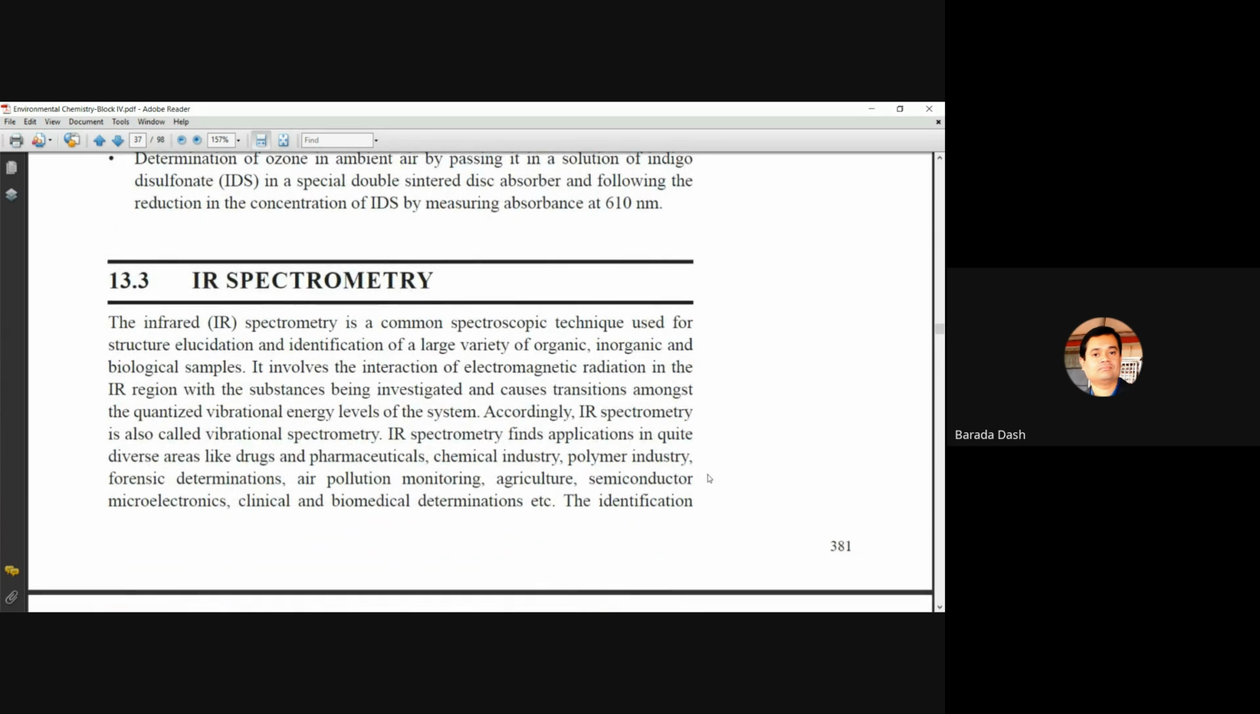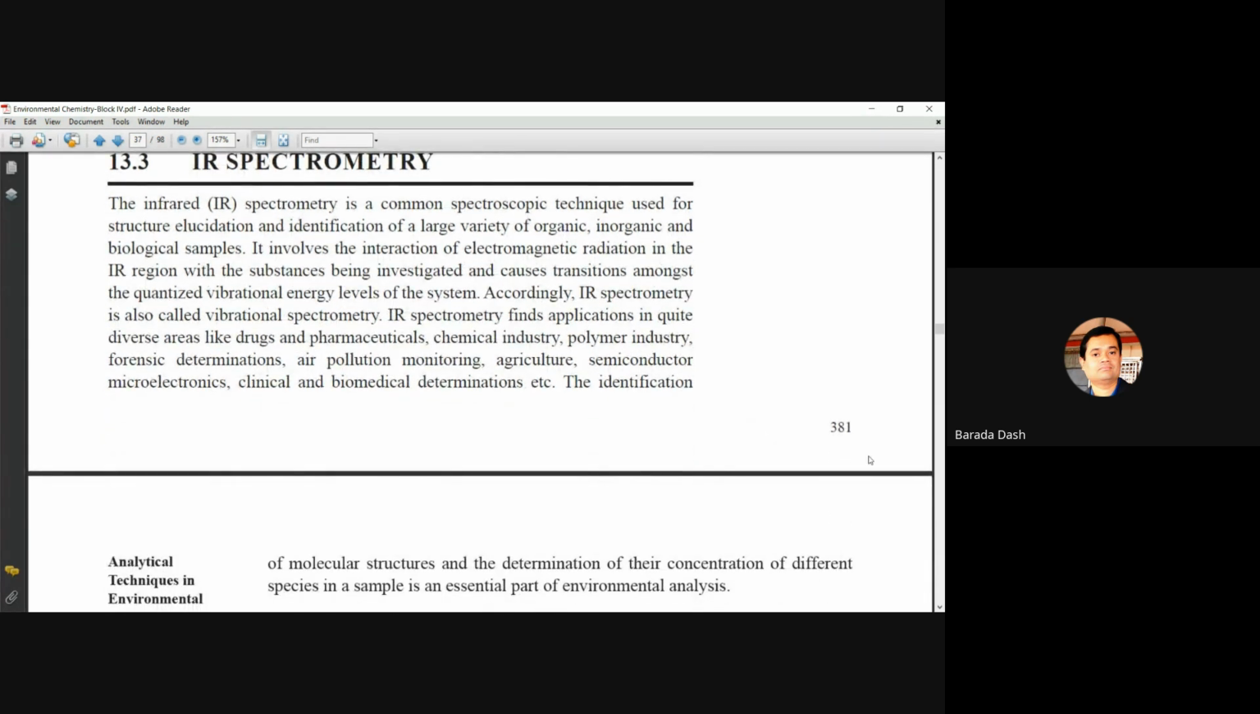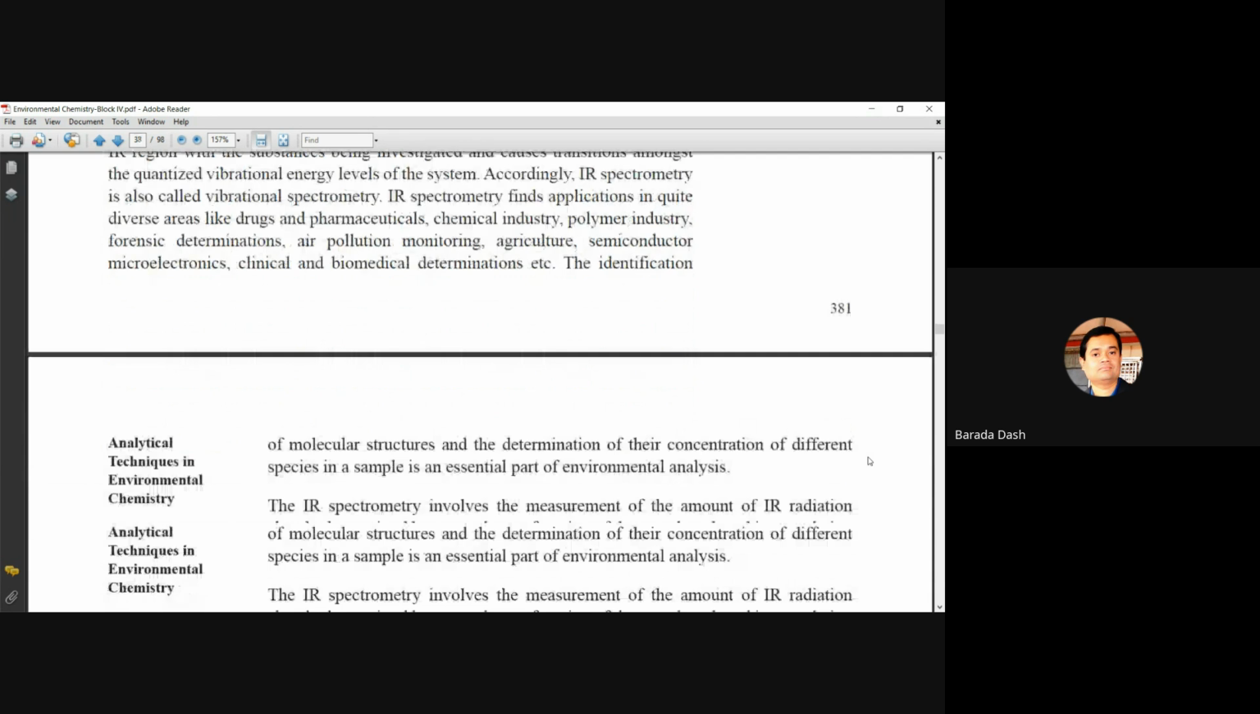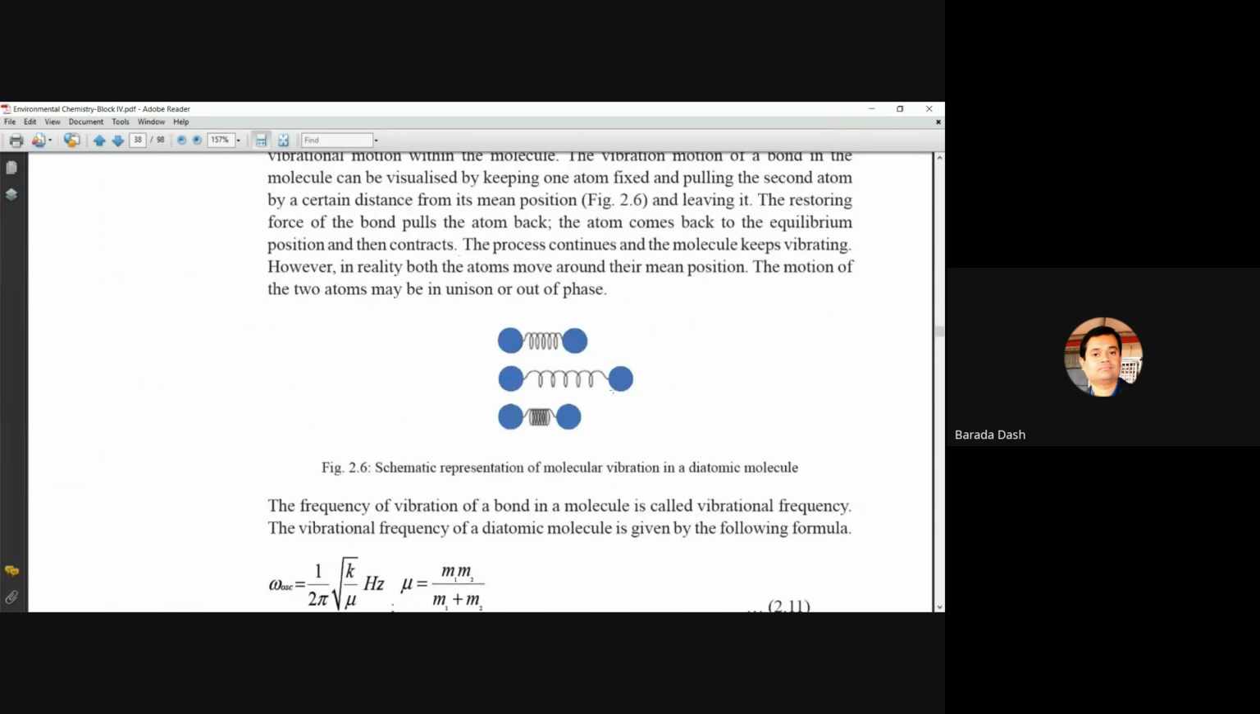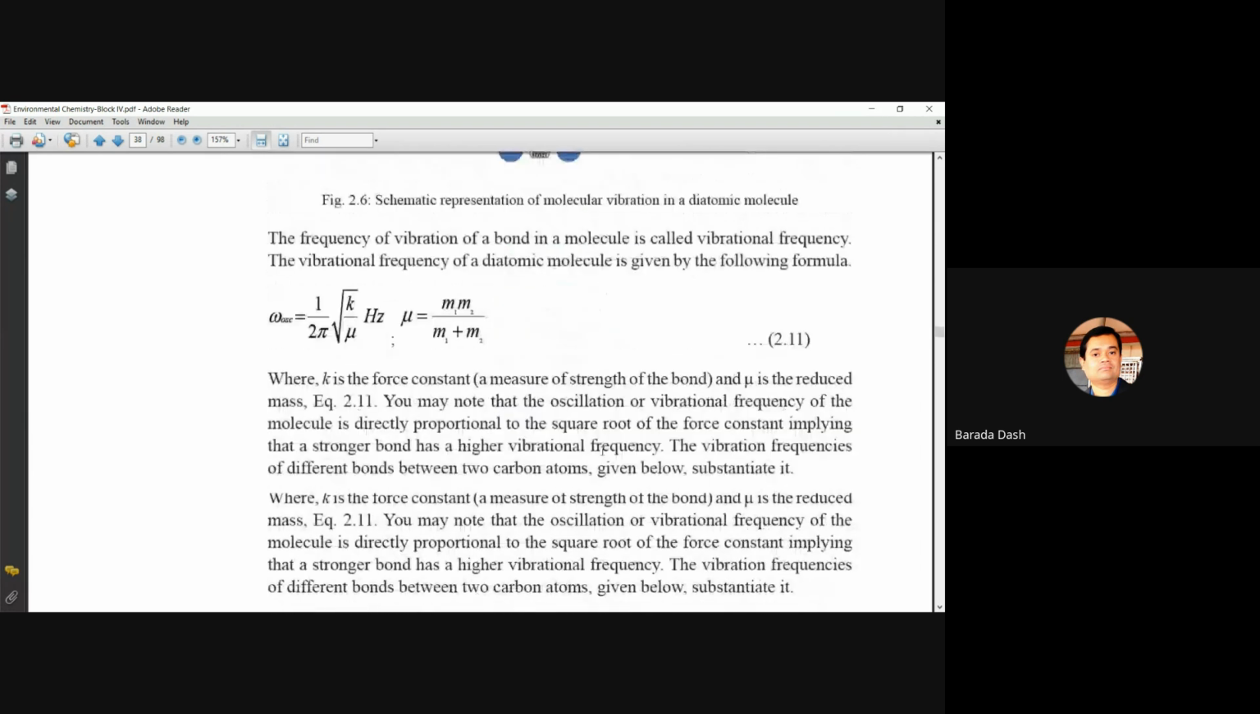Next is IR. The only difference is that here IR radiation is used as the electromagnetic radiation. When IR radiation passes through the substance or the analyte, there is a change in the vibrational energy. So you see, there is a bond there, and then it stretches.